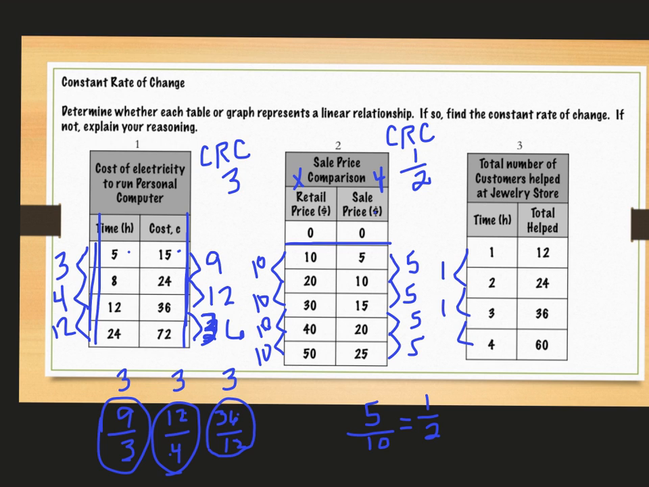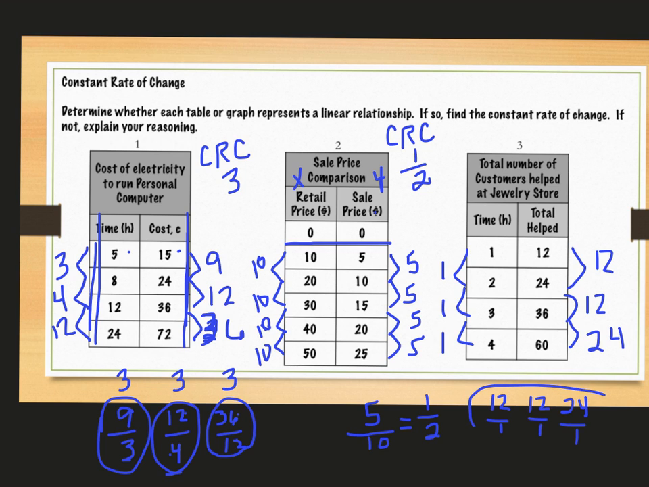So time goes up 1, 1, 1. Total help, that's 12. That's 12. And then, oh my God, 24. Why would that be? Okay, so let's look. You've got 12 over 1, 12 over 1, and then 24 over 1.